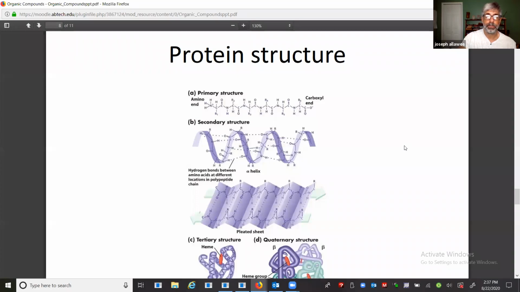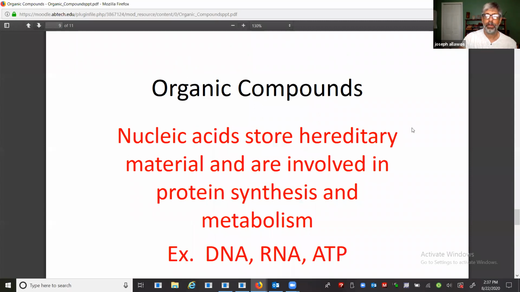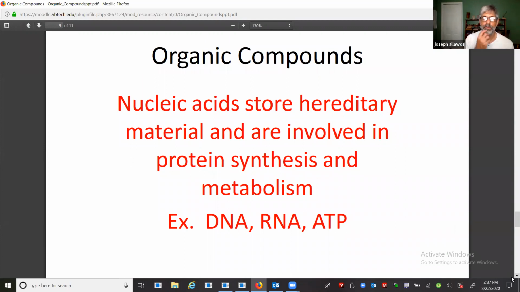So just to reiterate, with proteins, they can act as structural proteins, or they can act as enzymes. The last class of organic compounds is referred to as the nucleic acids. Nucleic acids store hereditary material and are involved in protein synthesis and metabolism. And some examples that you're familiar with are DNA, RNA, and you may not be familiar with ATP, but we're going to be learning a lot about ATP here very soon.